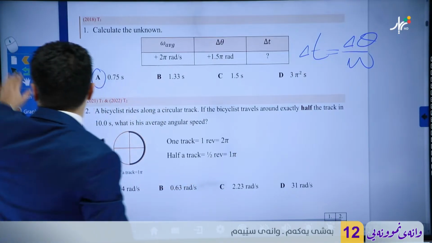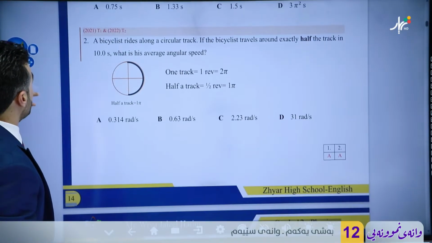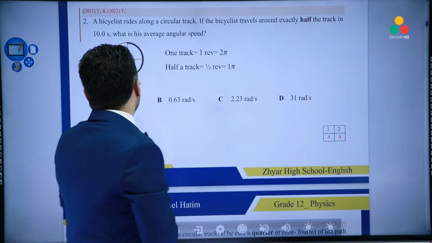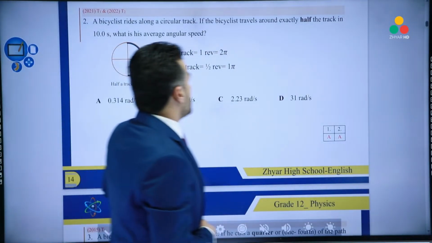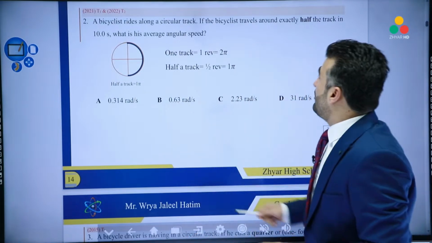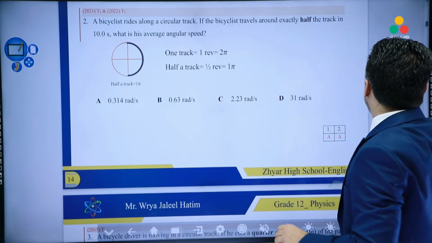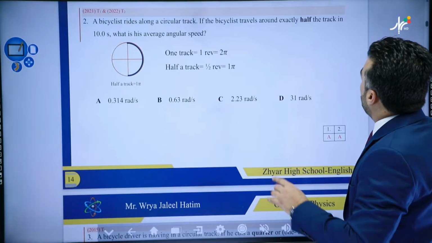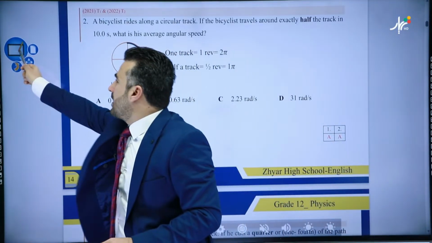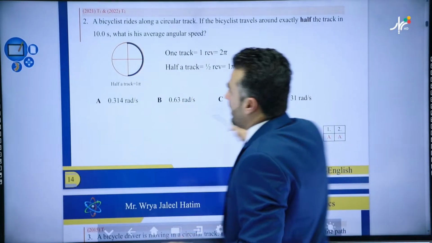All right, take a look at this one here. That's also another interesting question. It says a bicyclist rides along a circular track. Remember this, if the bicyclist travels around exactly half the track, so what does half the track mean here? Right, so let's see. Okay.